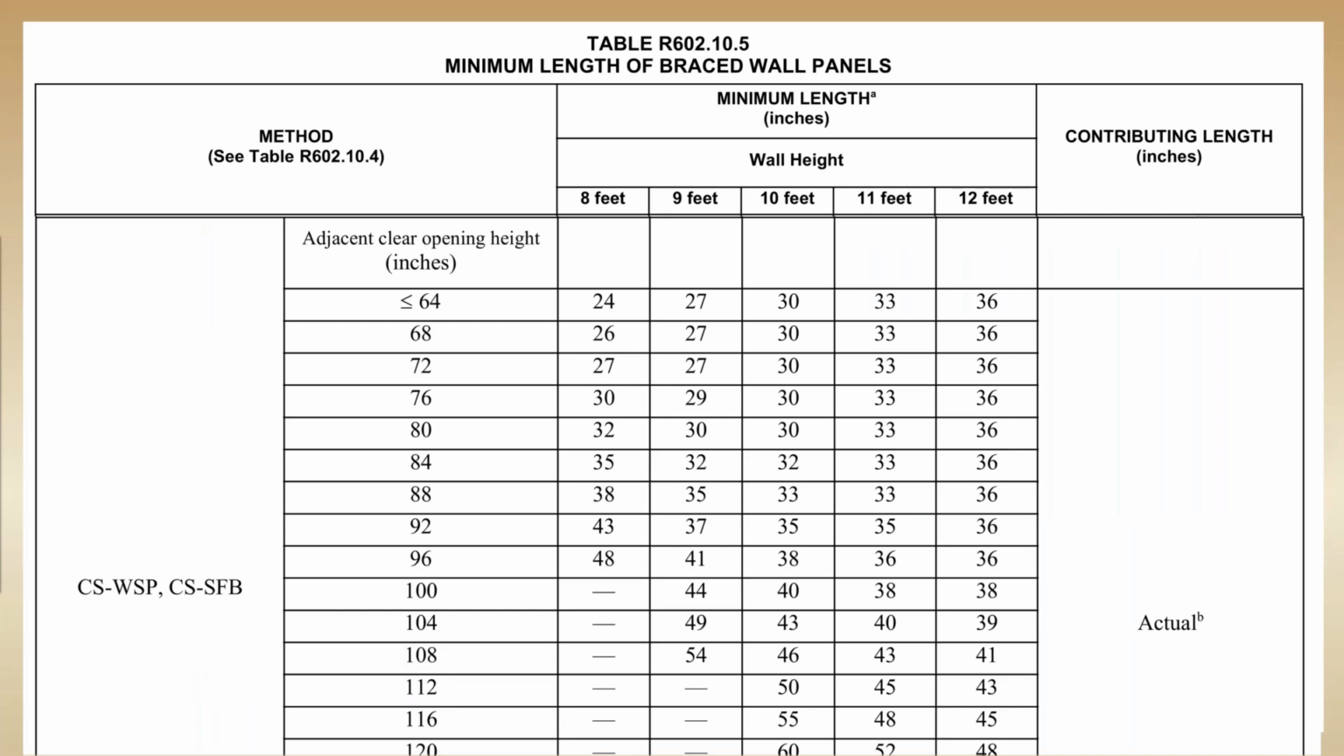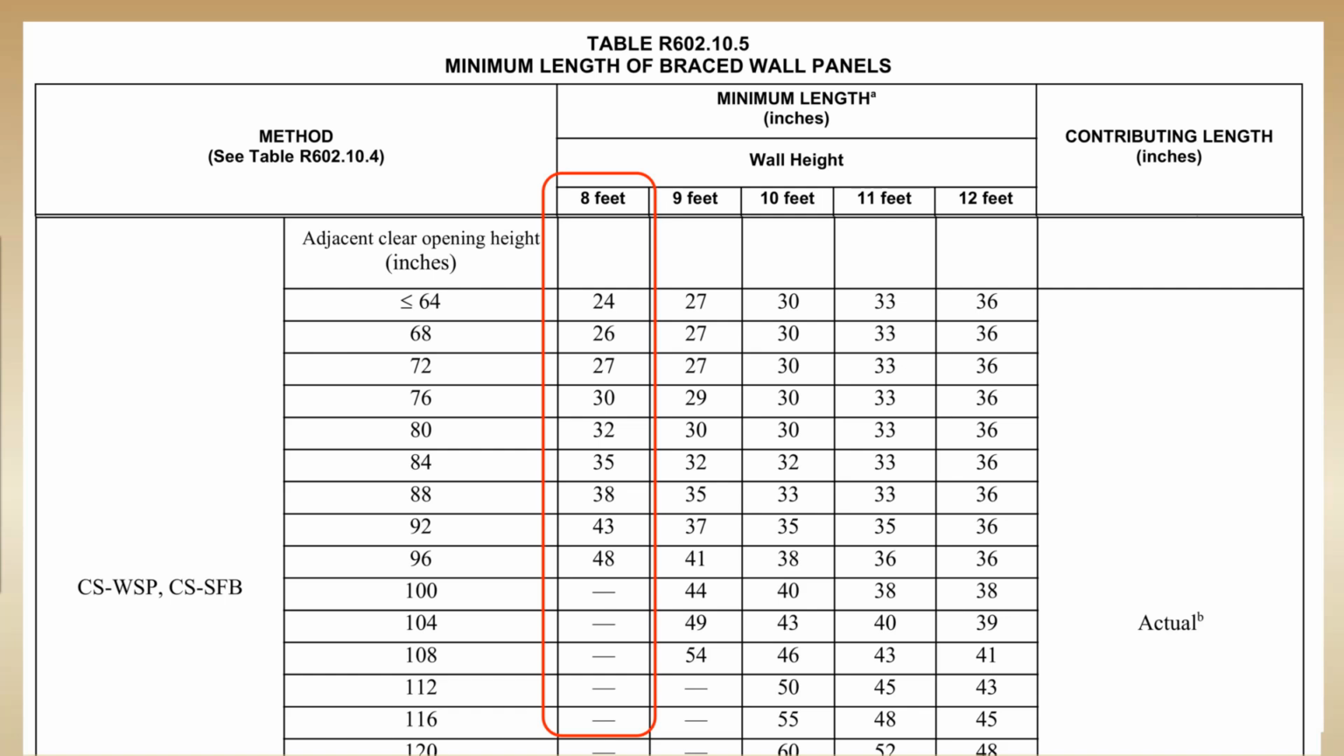Continuing with the upper floor, because our actual braced wall panel width is 3 foot 6 inches, which is less than 48 inches, we need to look at table R602.10.5, and based upon the adjacent opening height, we're going to determine the contributing length of braced wall panel we can get credit for. Verifying the contributing length is an important step to do anytime you have openings next to CS-WSP panels. For our example, because the upper floor height is 8 feet, we're looking at the 8-foot wall height column in the table.